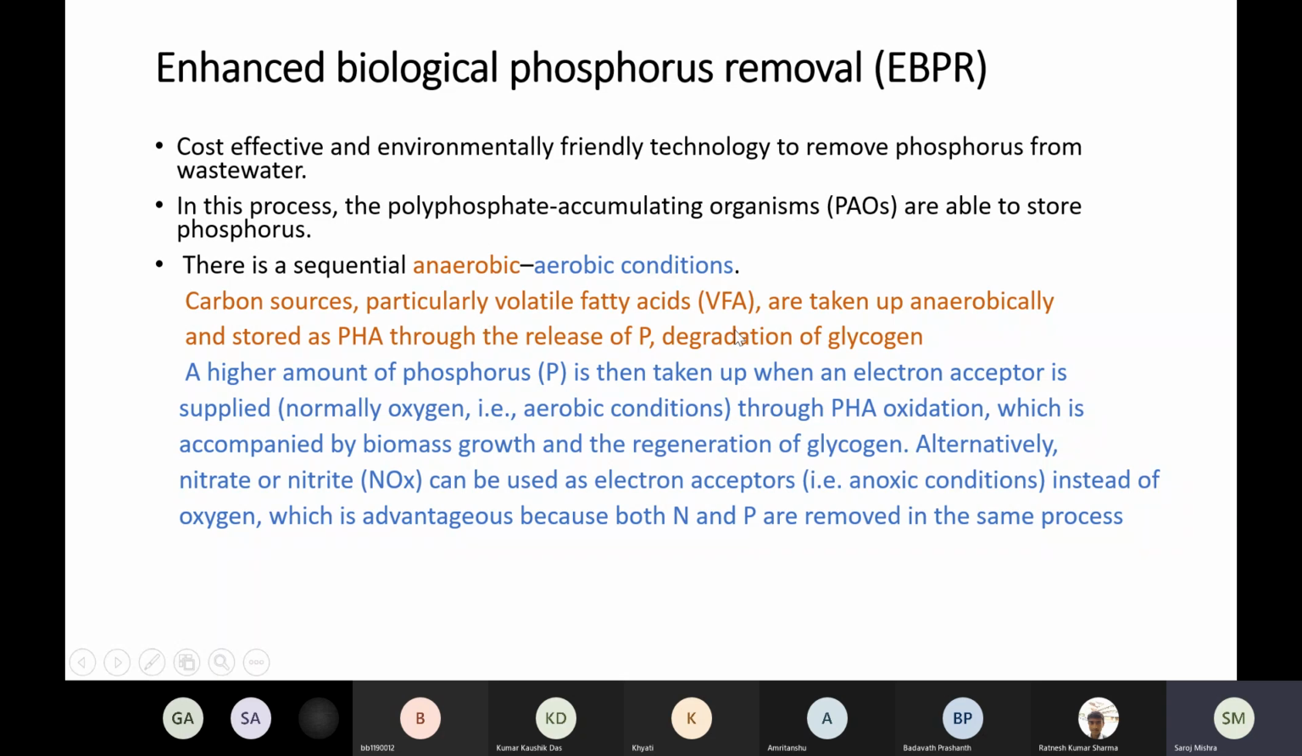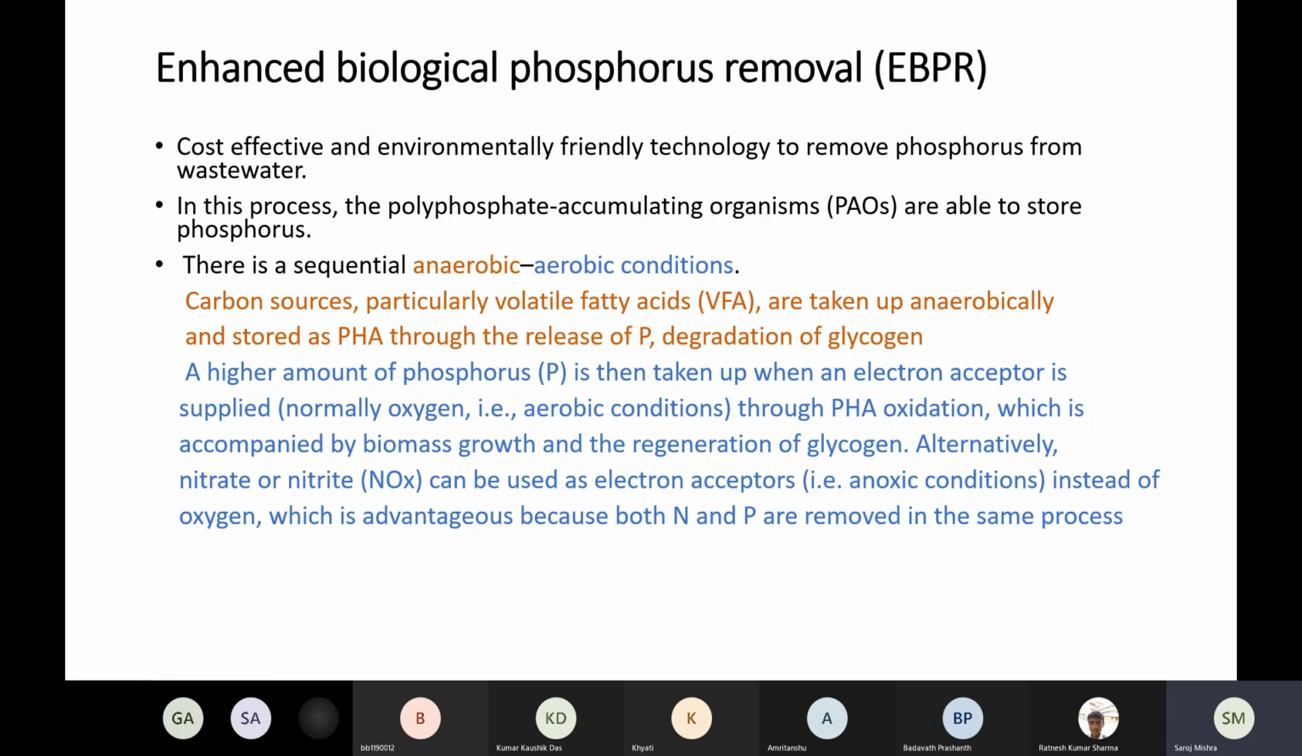So we are assuming that in the first stage, under anaerobic conditions, there is generation of volatile fatty acids, which are now taken up anaerobically and stored as polyhydroxyalkanoate, PHA, through the release of phosphorus and degradation of glycogen. Although I have listed these things, what is happening is that you are taking up volatile fatty acids, accumulating PHA, releasing phosphorus, and degrading glycogen. All of these four reactions are occurring during anaerobic conditions.